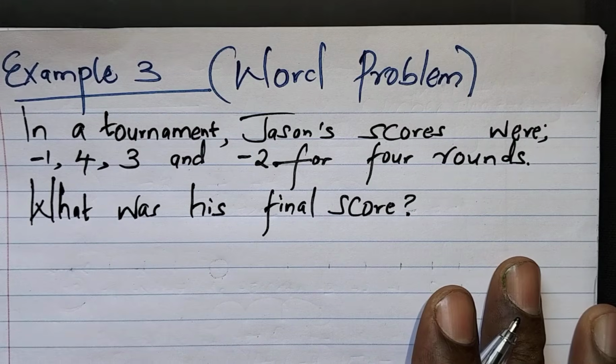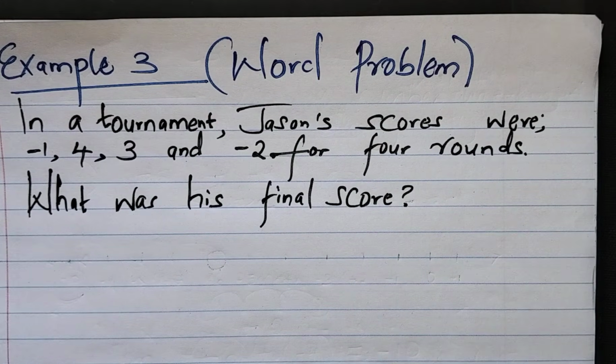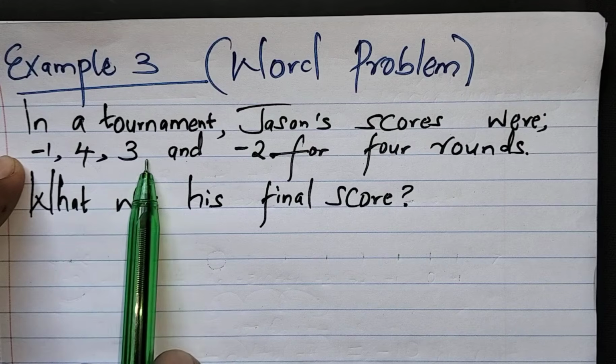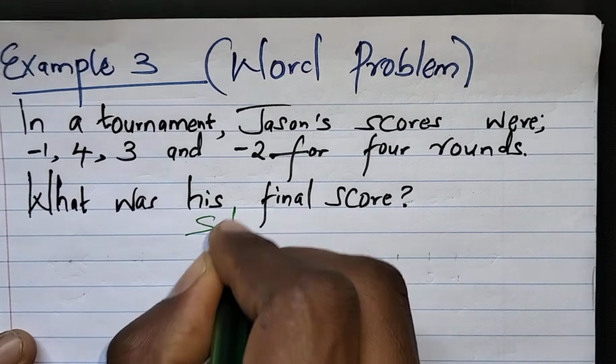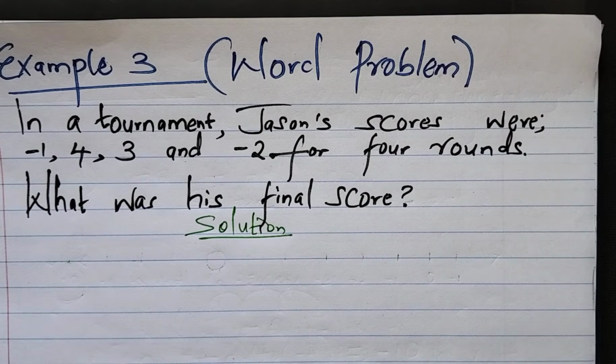This is a word problem that also requires us to use a number line in coming up with the answer. Again, as usual, we can see the numbers that we have. We have negative 1, so we have 4, we have 3. All these are steps that we shall be following. So solution, number line.